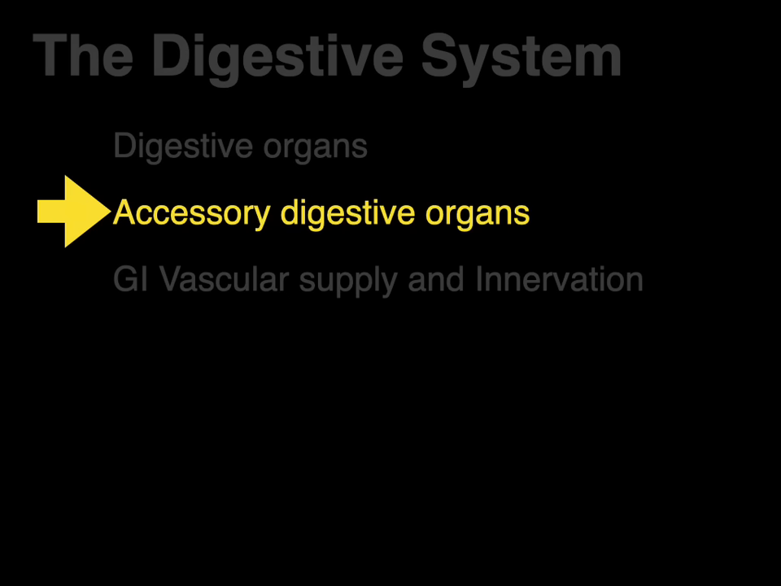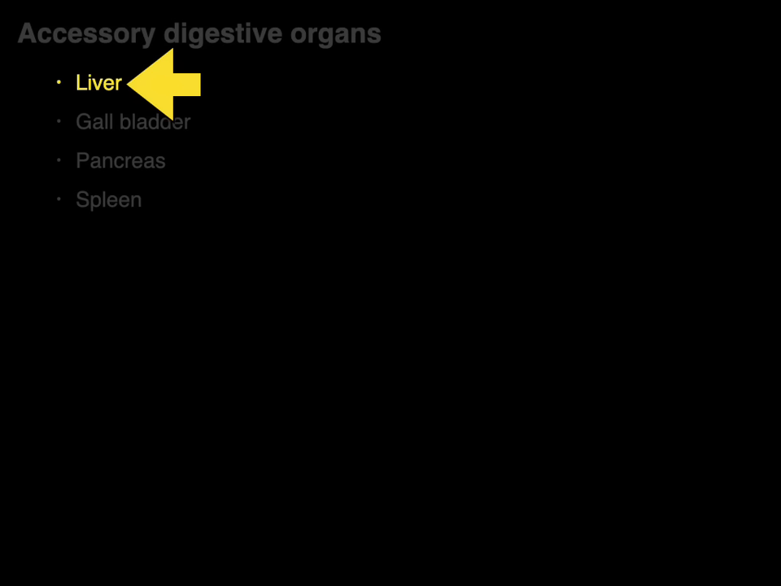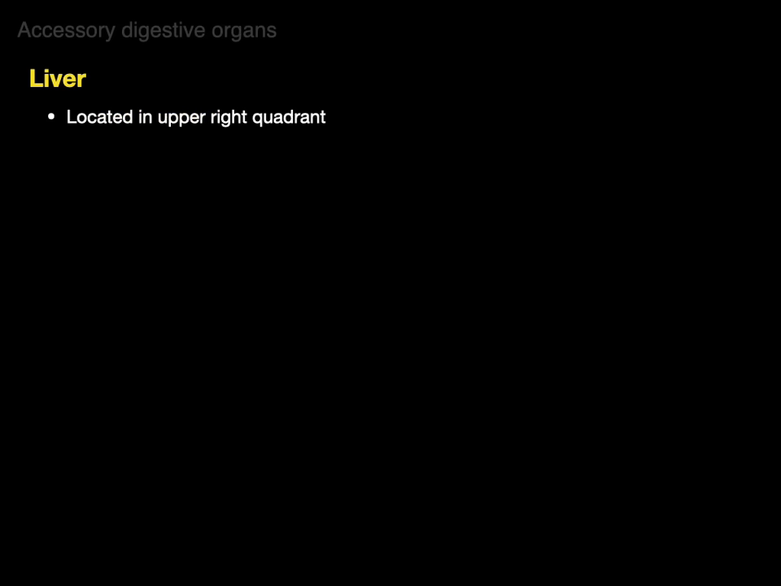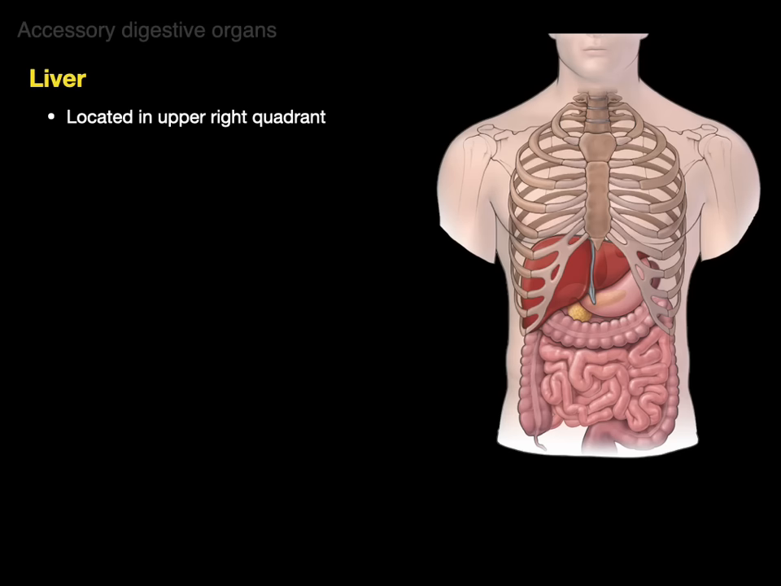Let's talk about the accessory digestive organs, okay, and start with the liver. Now, the liver is located in the upper right quadrant of the abdomen, and it produces bile. Now, bile is what we say emulsifies fat, takes big fat droplets and breaks them. Think of cracking a rock into tiny pieces. It's still a rock, they're just smaller pieces.